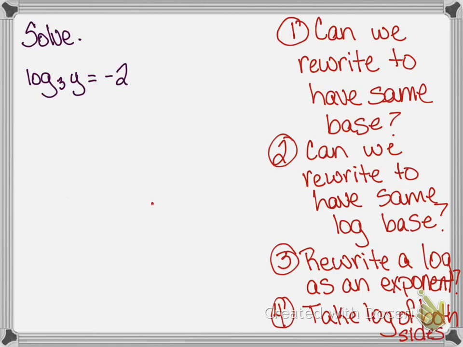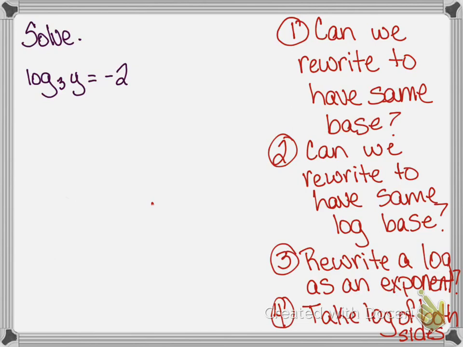Okay? So these are 4 techniques that we're going to use today to solve equations in this chapter. Rewrite to have the same base, which we've already done. Rewrite to have the same log base, which we will do. Rewrite a log as an exponent, which we're going to do right now. And then the fourth is take the log of both sides. Okay? So keep this list handy, and make sure you have it in front of you when you're doing homework problems.